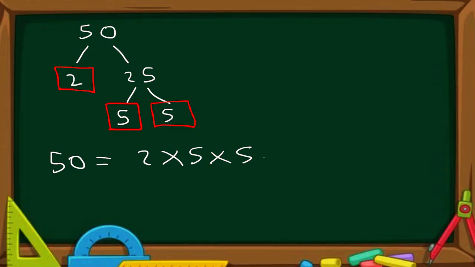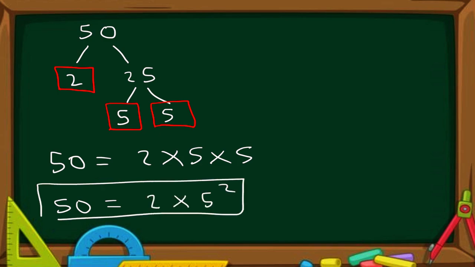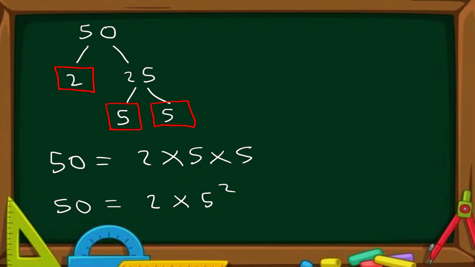Now, sometimes in your homework, you may be asked to write the prime factorization using exponents. Because we have 2 5s, we can write it as 5 squared. So you can express the prime factorization of 50 like this. You could say it's 2 times 5 squared, since we have 2 5s. So you can leave the answer like this, or you can write it this way. But for the sake of practice, I'm going to write it both ways.